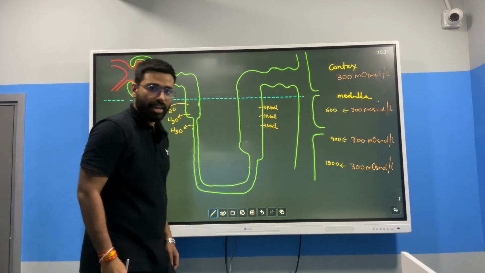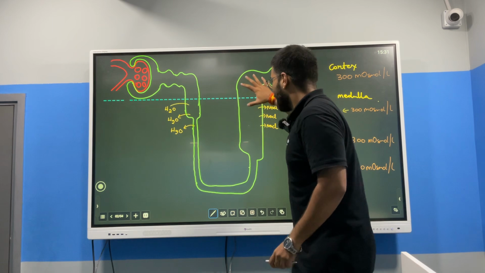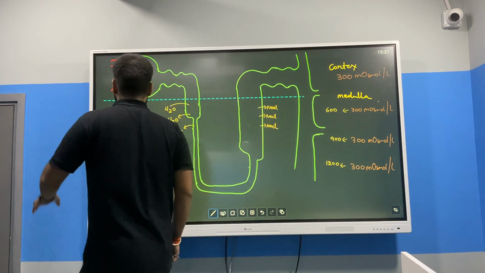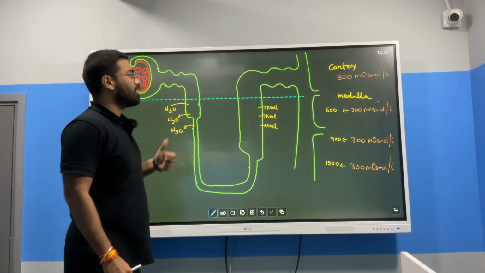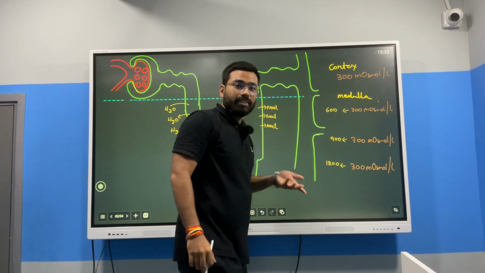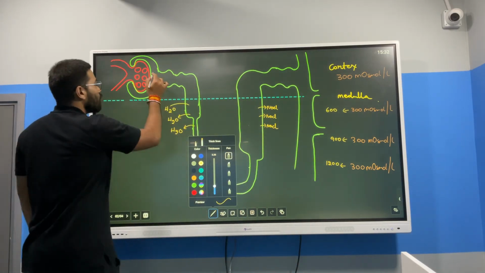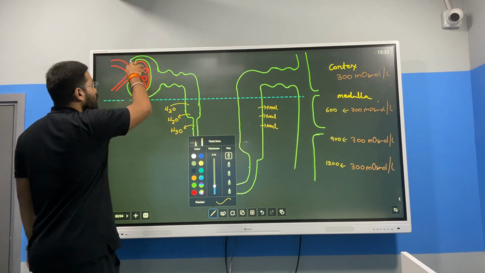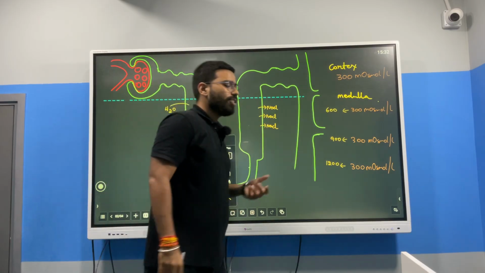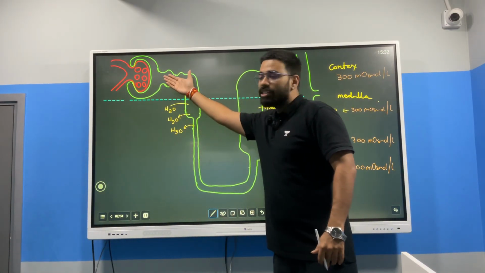Understood? Okay, clear? Now once that happens, again the osmolarity is maintained. Now going back into the blood, we all know that the ultrafiltration which occurs here is non-selective. That means if we are considering the osmolarity of the blood, then it will be 300. As we know, the blood osmolarity or the interstitium osmolarity is always the same. So whenever it will come, it will be 300 here.